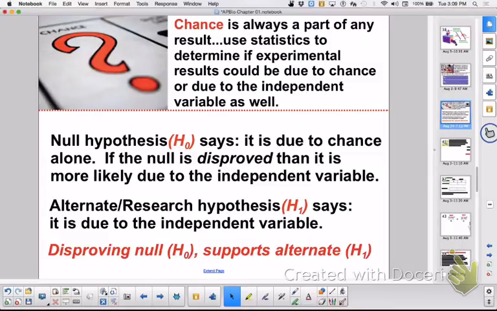Okay, now come back to me. You may be thinking H1 all along, but you're going to say the opposite of it and disprove it to support the H1. Got it? All right. So disproving the null can support the alternative hypothesis.